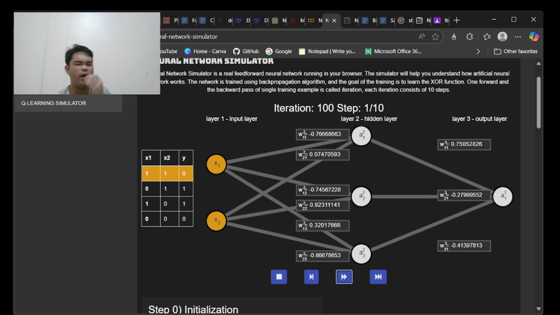So why is this hard? You cannot draw a single straight line to separate the ones and zeros in exclusive OR. This is called not linearly separable. A single layer perceptron, just input and output, cannot solve this. We need the hidden layer, which is here, to create a curve for the decision boundaries.